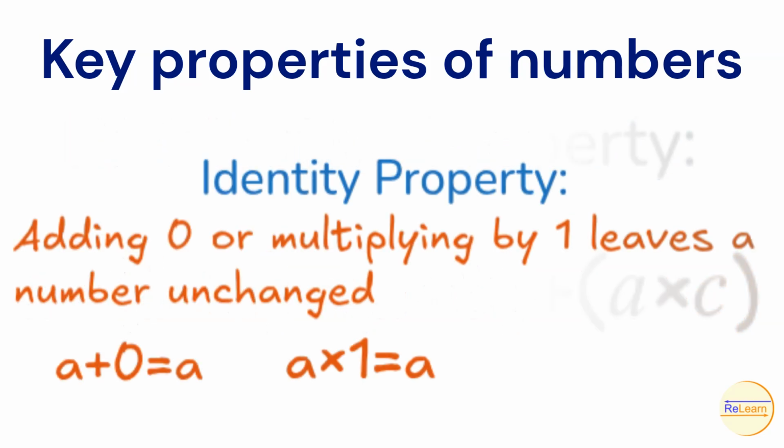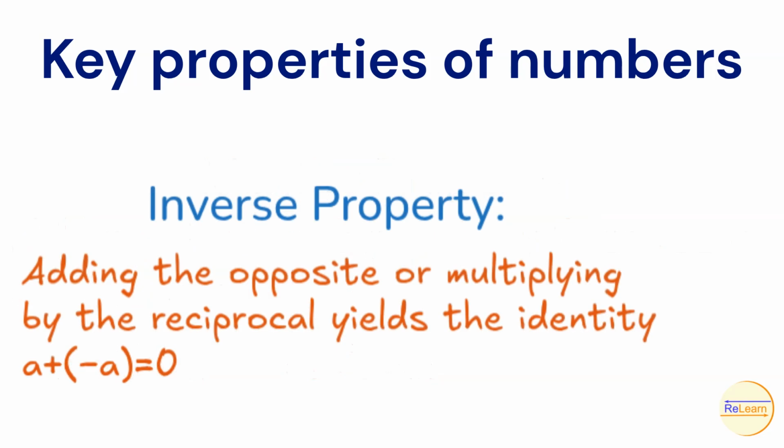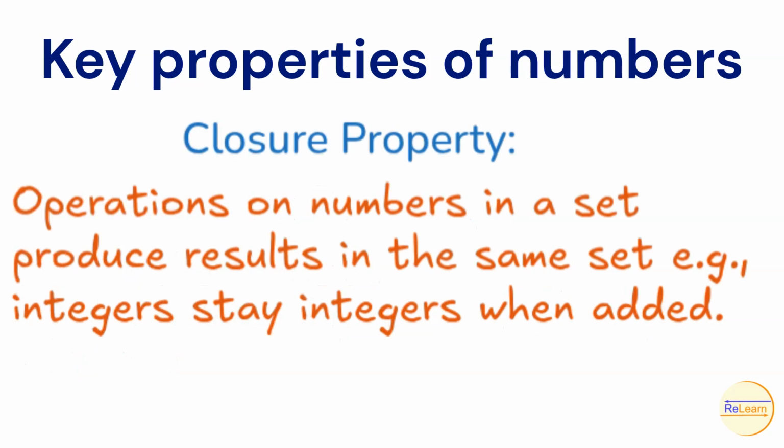Identity property: adding 0 or multiplying by 1 leaves a number unchanged. A plus 0 is equal to A. A times 1 is equal to A. Inverse property: adding the opposite or multiplying by the reciprocal yields the identity. A plus minus A is equal to 0. Closure property: operations on numbers in a set produce results in the same set.